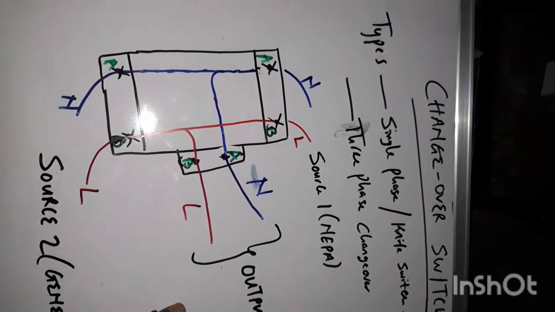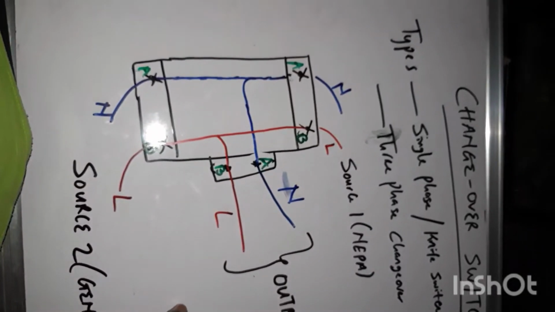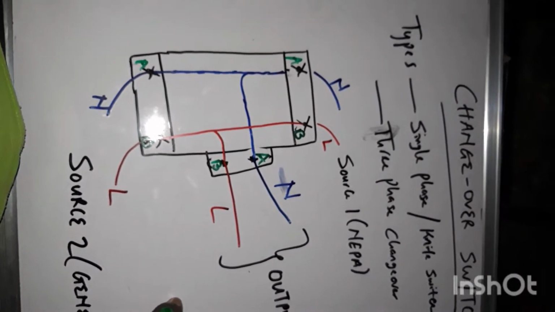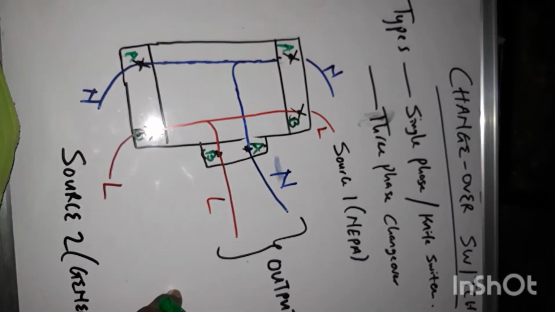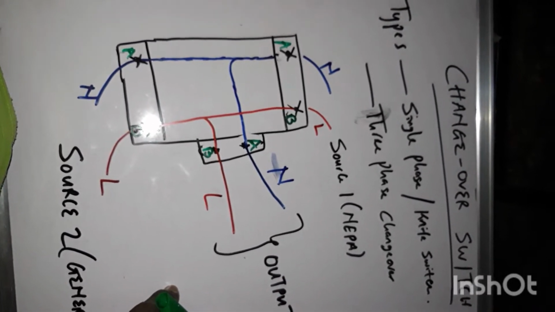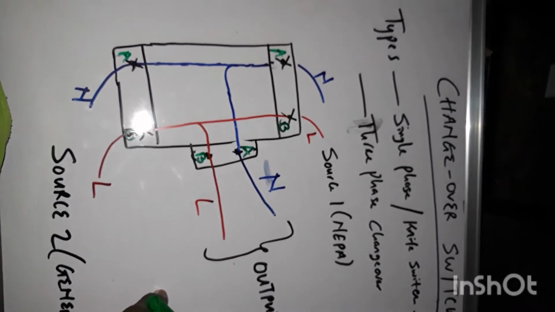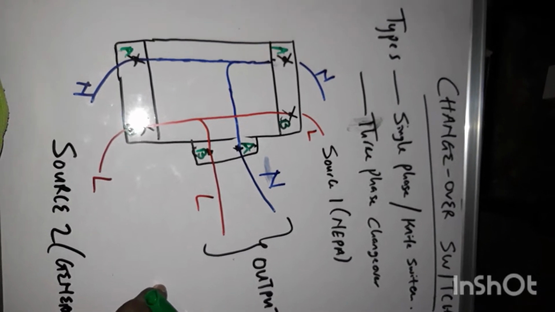Tonight we'll be discussing a changeover switch. The basic common types of changeover include the single phase changeover, which is also known as a knife switch. We have the two-phase changeover, and we also have the three-phase. But the most common are the single and the three-phase. The two-phase is not widely used, unlike the single phase and the three-phase.